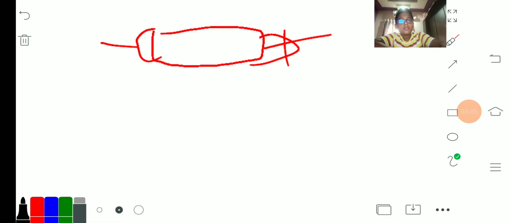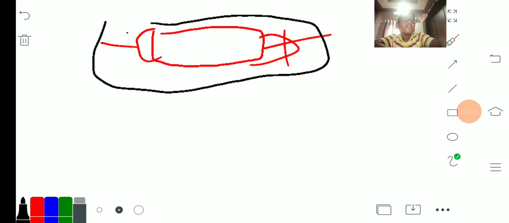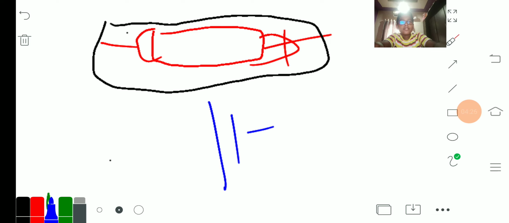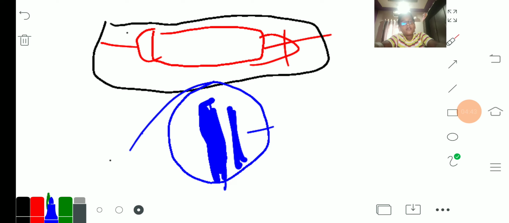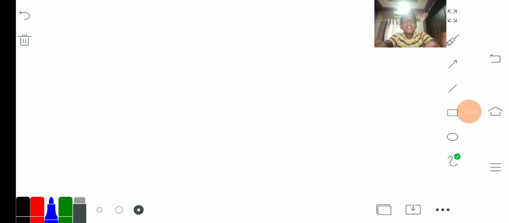It is written like this for lower classes. In higher classes, it is given like this: one long line and one short line. This is for the higher classes. And after this we'll see the second one.